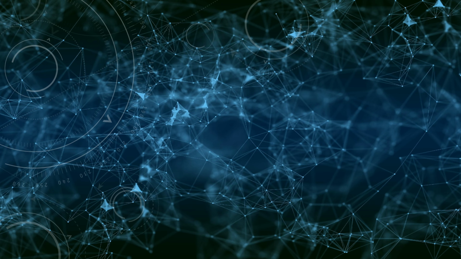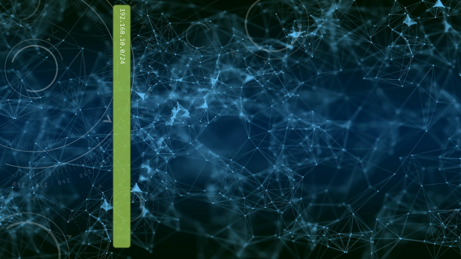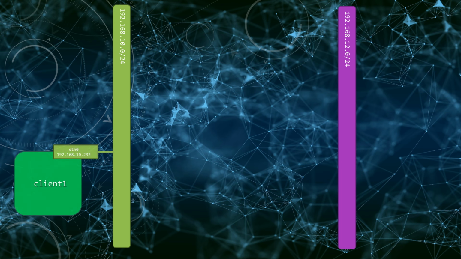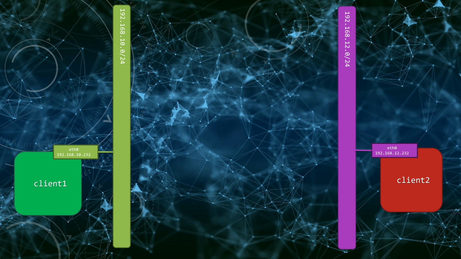What are we trying to achieve? We have two private networks located in separate locations. One network with the address range 192.168.10.0/24 and another with the range 192.168.12.0/24. Within each network, we have a specific node that we'll use for testing. Client 1 with IP 192.168.10.232 in the first network, and client 2 with IP 192.168.12.232 in the second network.